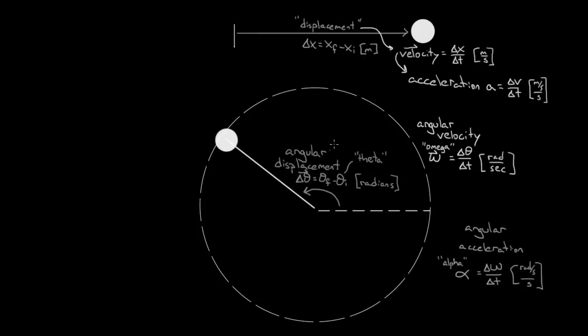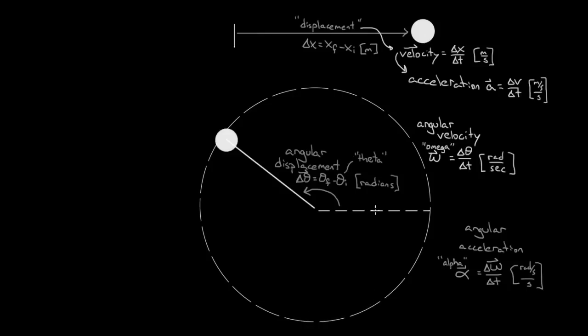And just like the rest of these motion variables, angular acceleration is a vector, just like regular acceleration is a vector. And the direction that the angular acceleration points will be in the direction of the change in the angular velocity. So in other words, if this tennis ball is speeding up, then the angular acceleration is pointed in the same direction as the angular velocity. And if the angular velocity is slowing down, the angular acceleration points in the opposite direction to the angular velocity.